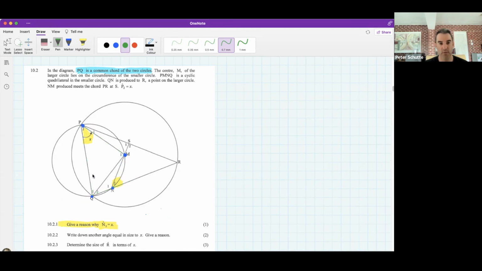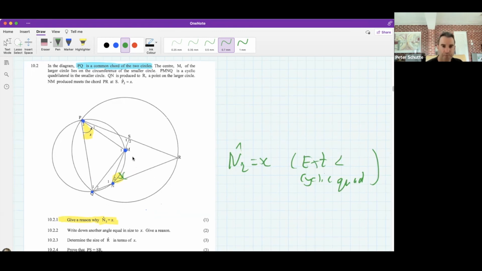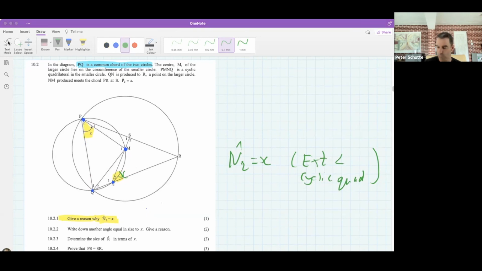So I agree with you. I think that N2 is equal to X, and the reason is exterior angle of a cyclic quad. So basically this over here is X. Give me a thumbs up if you can see that. I know it's a bit hidden, and this is where the drawings, the cyclic quad is on the smaller circle, not the bigger circle. All right, awesome. You're with me. Okay. Next question, it says, oh, what happened? My thing disappeared. Come back.